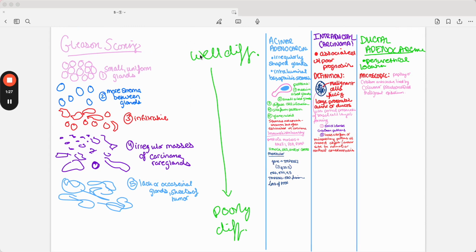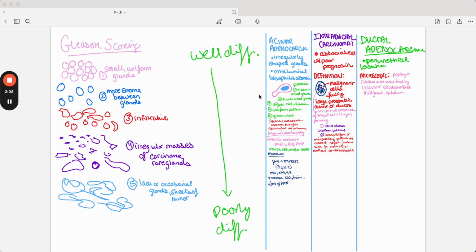So you can have different groups. So there's groups 1, 2, 3, 4, and 5, and that's moving from a more well differentiated to a poorly differentiated carcinoma. So the first group is going to be small uniform glands. The second group is going to be more stroma between the glands, and then with the third group you have a more infiltrative pattern. And then as you go further down, you have fewer and fewer glands. So grade 4 would be irregular masses of carcinoma with rare glands, and then grade 5 is going to be lack of or occasional presence of glands, and then sheets of tumor.